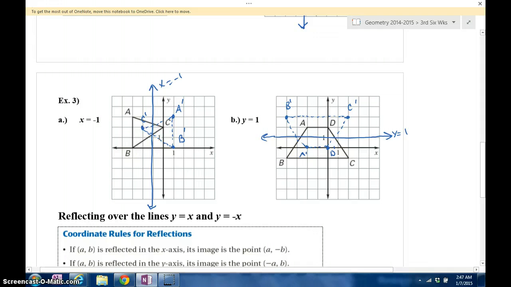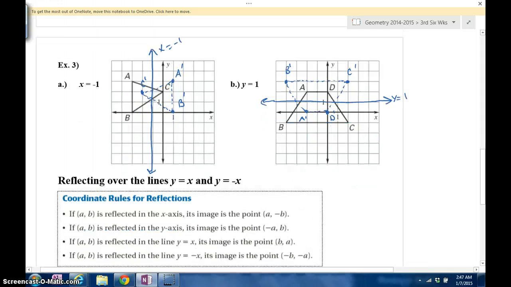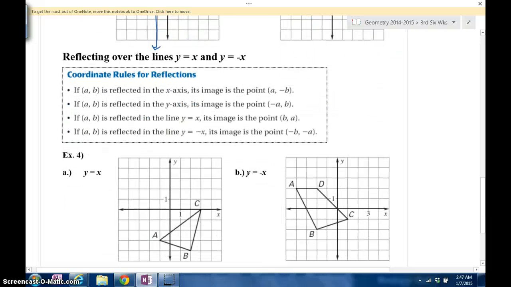So that's just a good eyeball way of doing this, but however, there are some rules. So here in this box would be a good example of putting into your note cards. If (a, b) is reflected in the x-axis, you have a rule of (a, -b). So all you're doing is changing whatever your b component is to the opposite number. If it's a positive number, you make it negative. If it's a negative number, you make it positive. So that's what that negative really means. The negative means opposite.